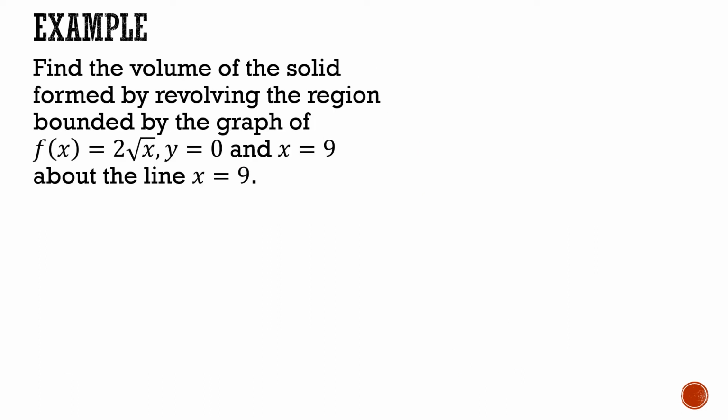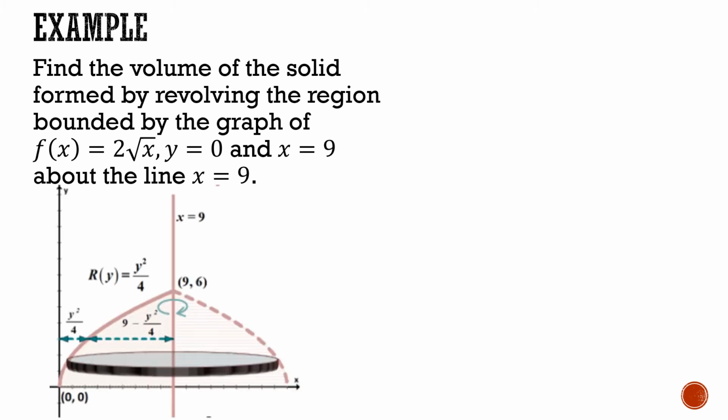All right, next example, it says find the volume of the solid formed by revolving the region bounded by the graph of f of x equals 2 root x, y equals 0, and x equals 9. So the same example as before, except this time we're going about the line x equals 9. So again, we have some type of picture that looks like this. This time you see this vertical line through 9, that's what I'm revolving around. So I'm almost forming a Hershey kiss when I revolve it around.